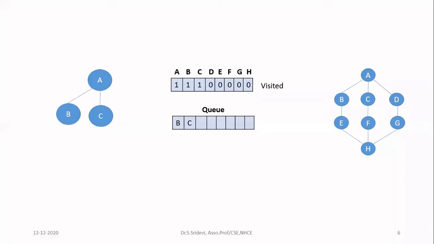Then go and check the next neighbor of A. A is having 1 more neighbor, that is D. Check whether it is visited or not. D is not visited so far. It is having 0 in the visited array. So you can now go and mark visited of D as 1. After that, insert D in the queue. Then add D in the output by connecting to A.